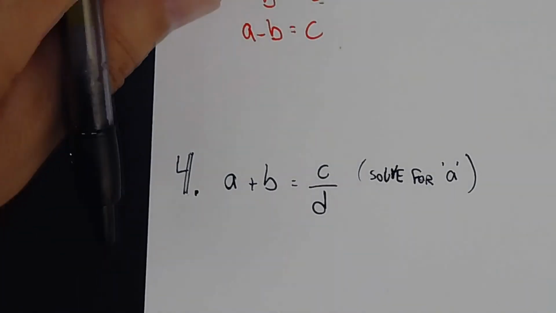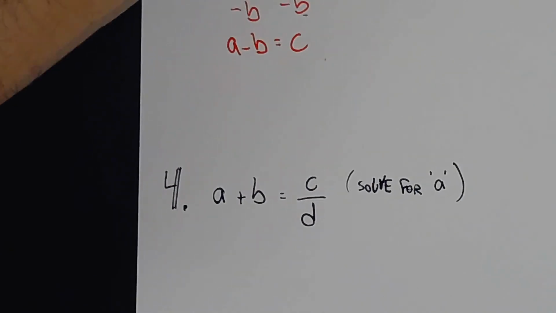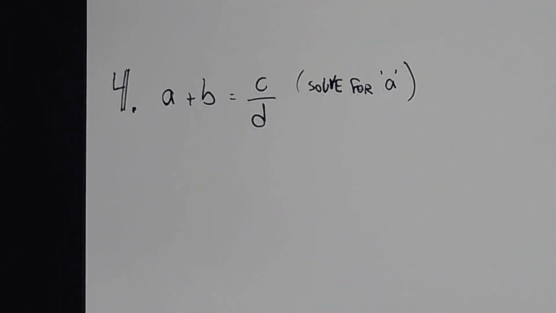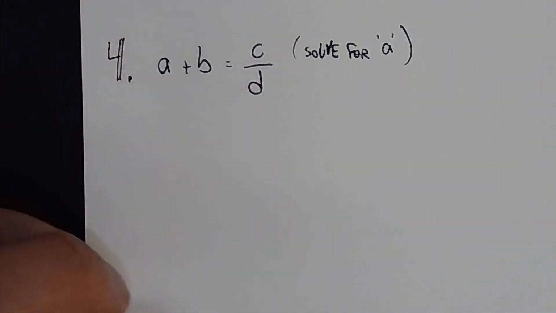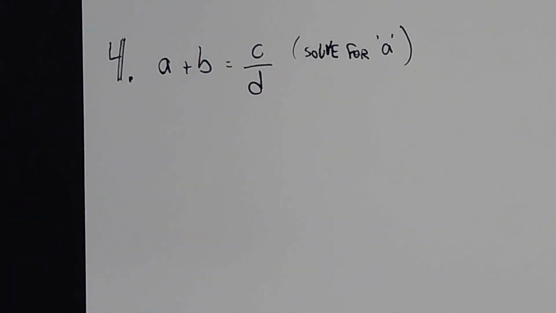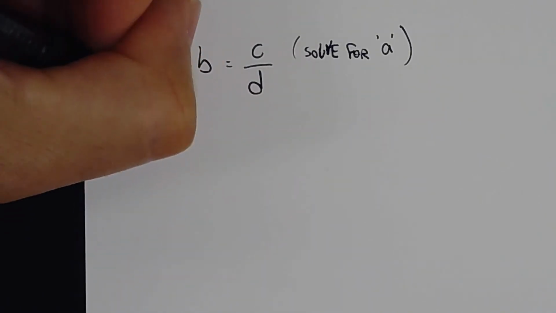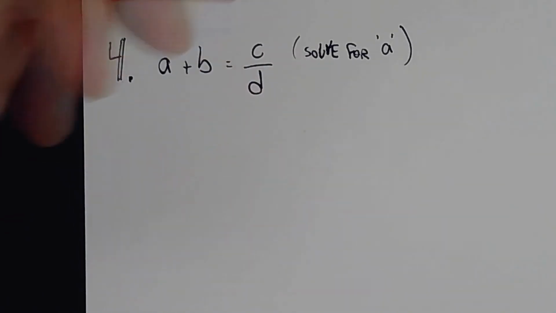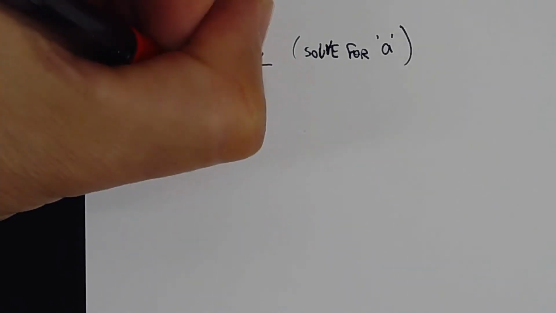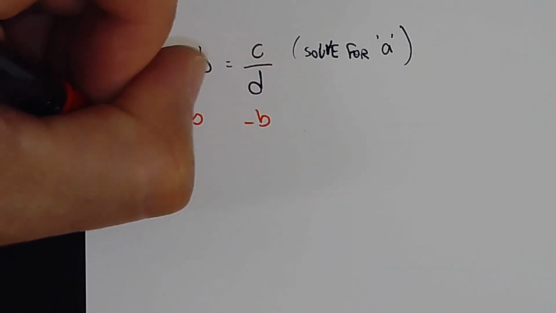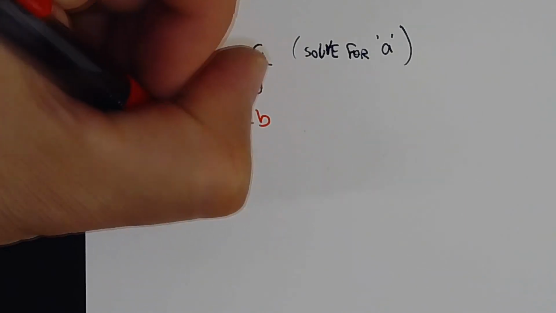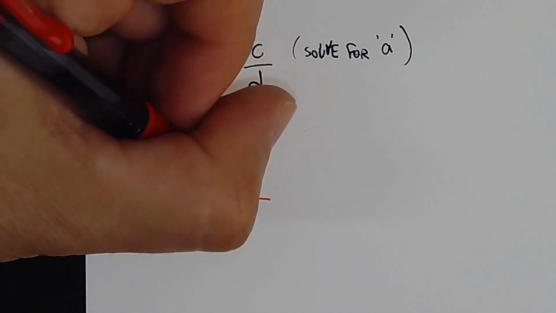All right, round 4. Solve for a. Okay, in solving for a, this one doesn't look too bad, right? So we're going to subtract b from both sides. So, get my red pen up. Minus b. So we have a equals c minus b over d.